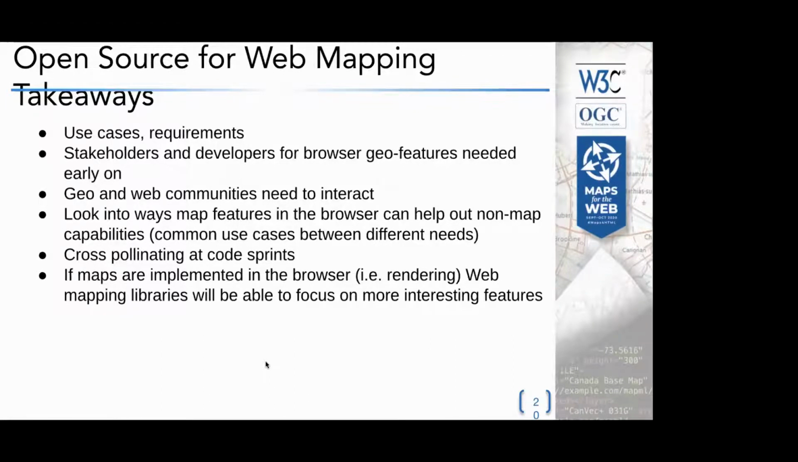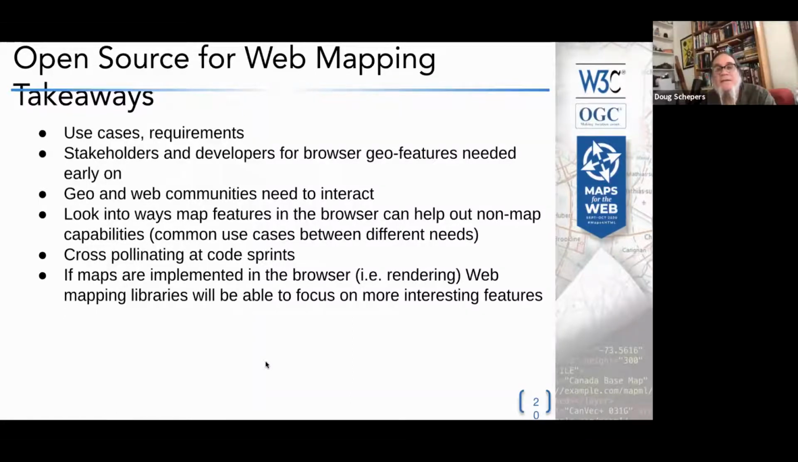Code sprints are a good way to collaborate and share ideas, and OSGeo and Phosphor-G have them every year. If maps do become implemented in the browser, mapping libraries will be able to focus on more interesting features. So, progressive enhancement of maps. Next slide, please.